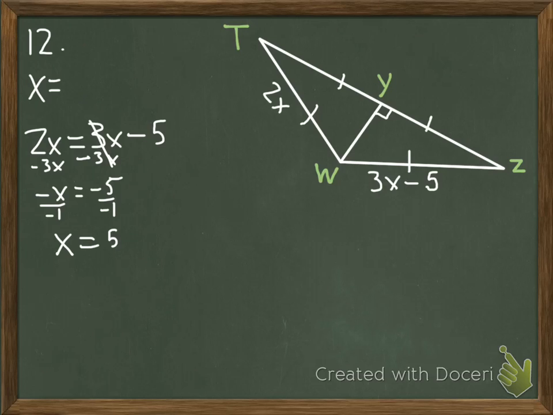So the value of x is 5. And be careful, the length of those sides is not 5. The value of x is 5. You'll use that to help you with the next few problems.